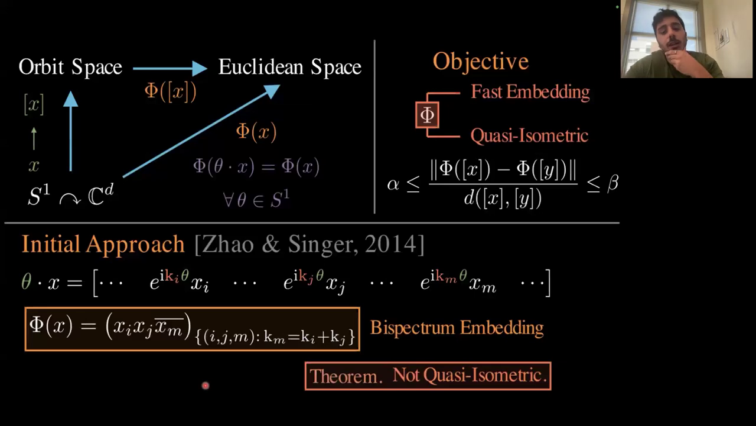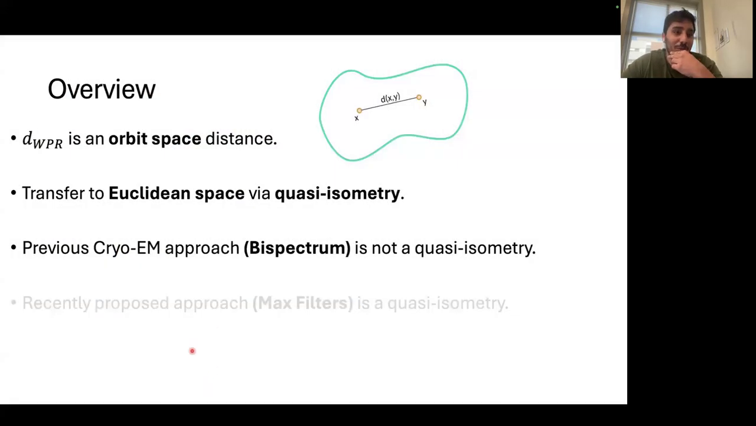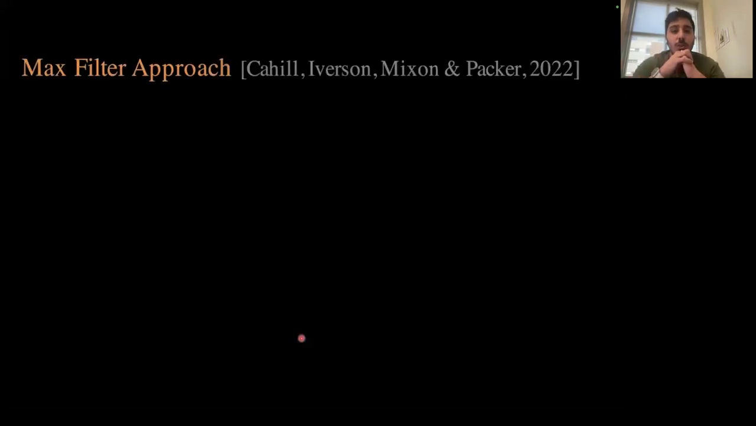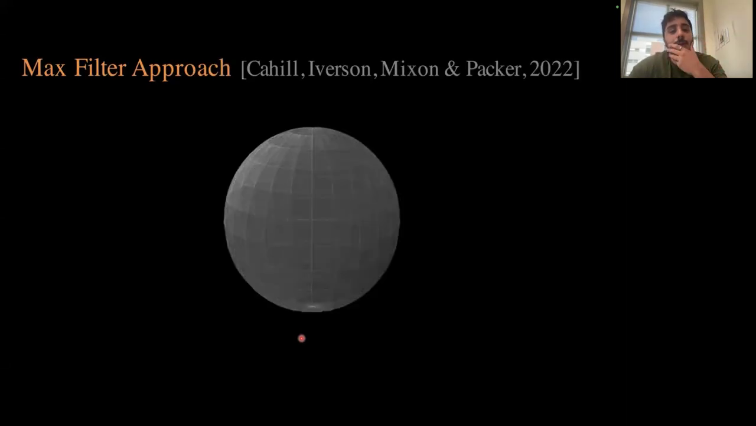Okay, so for the next approach, it's the overview. Right, so I showed you that the bispectrum is not a quasi-isometry, and now I'm going to introduce something called max filters, and I'm going to show you why it is a quasi-isometry. The max filter approach was introduced in 2022 by Cahill, Everson, Mixon, and Packer. I'll motivate the approach. Let's do some visualization.